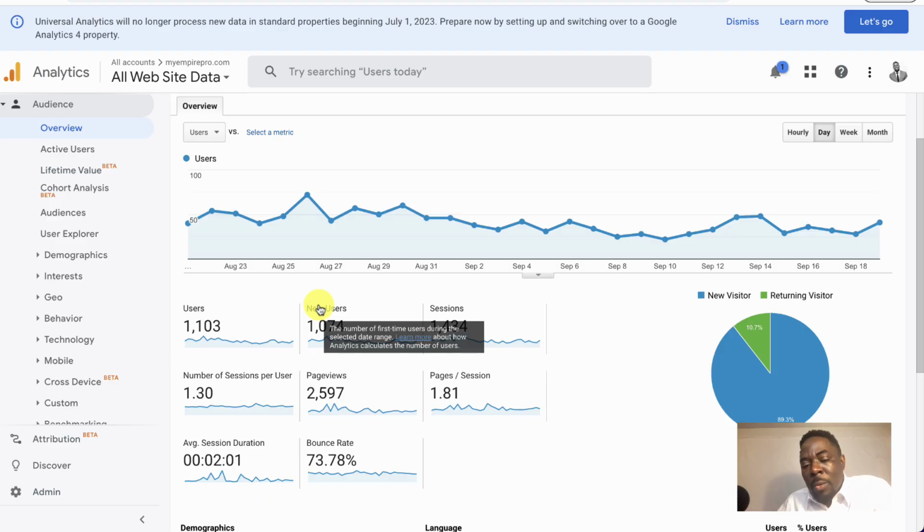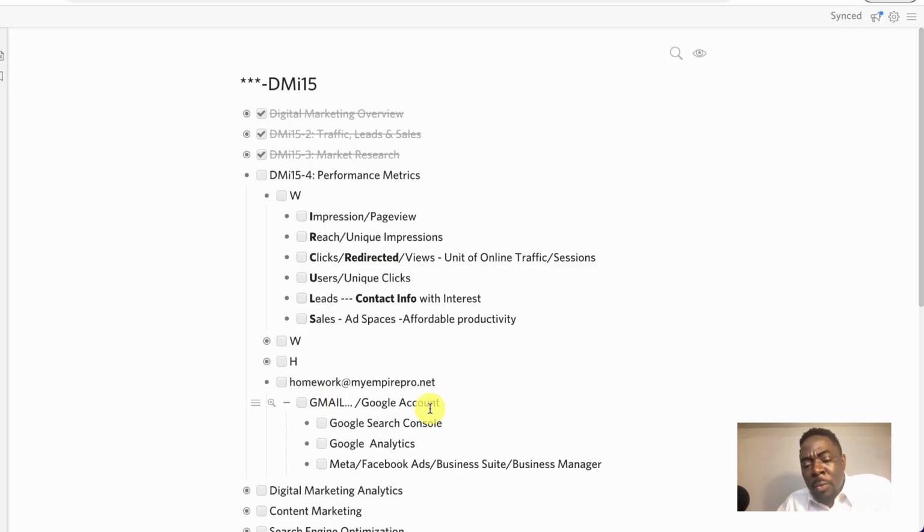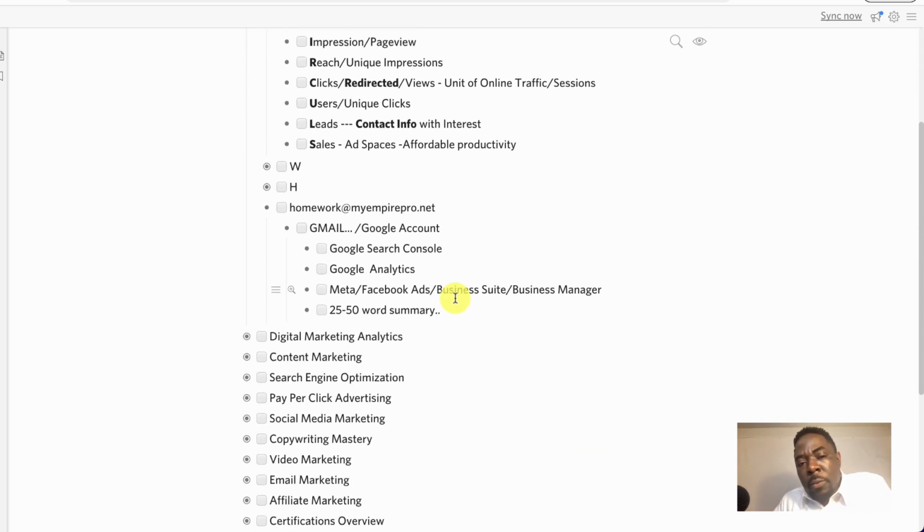Okay. Now I want you to take some notes, and then send in your homework. Just send in a summary. Send in a 25 to 50 word summary of what you learned. And then we'll take it from there. If you have any questions, you can of course send it with your homework as well. Okay, 25 to 50 words summary of what you've learned.